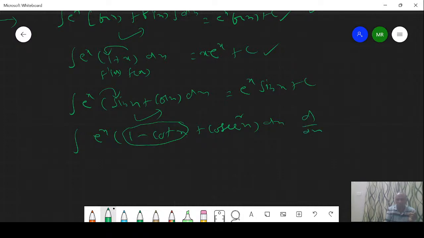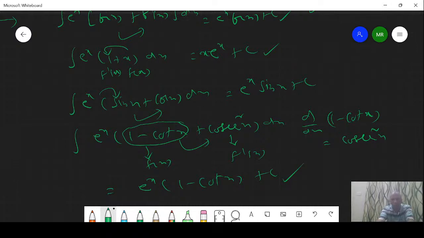So d by dx of 1 minus cot x. We think of the derivative of 1 minus cot x, it will be cosecant square x. So the derivative of this is here. Then you can see the derivative of this function is here. So this will be f of x and this is f dash of x. So your answer is e power x into f of x. So your answer here is e power x into 1 minus cot x plus c.